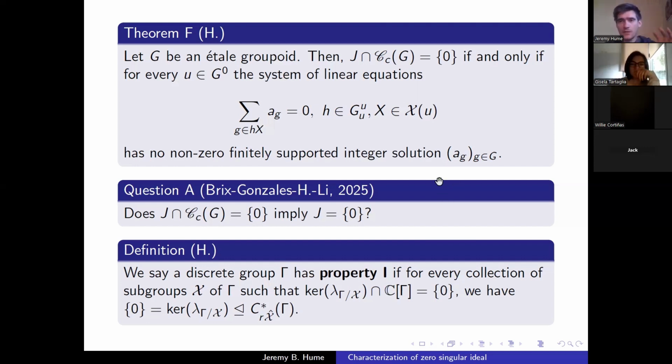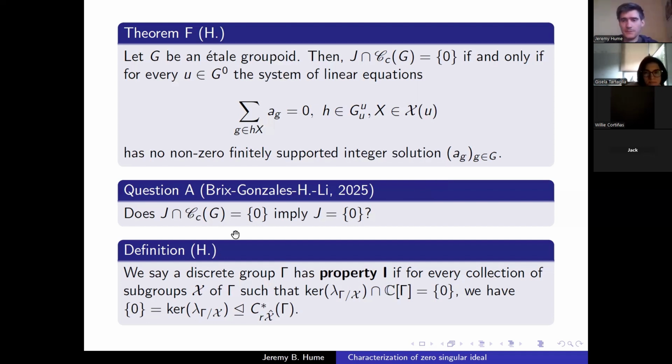If you look at characterizations of when the Steinberg algebra of a groupoid, if you know what that is, has its singular ideal vanish, a lot of them are in terms of checking whether a certain set of equations has no solution. This is the reason why you have that sort of characterization in the examples of Steinberg algebras for which the singular ideal has been studied before.